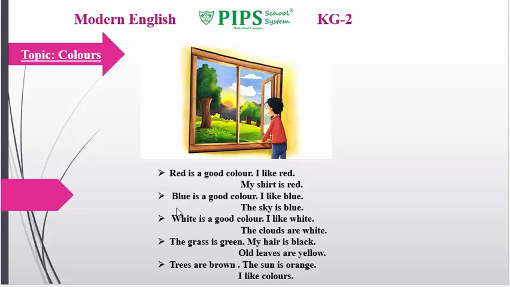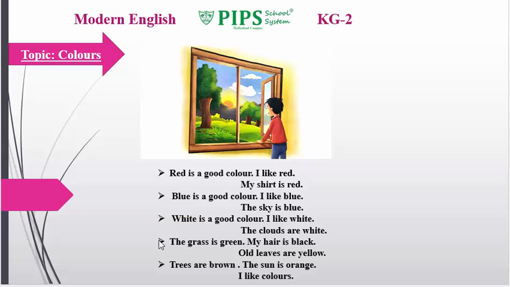Next sentence, white is a good color. I like white. The clouds are white. You can see in the picture clouds have white color. Next one. Here is the spelling of white.